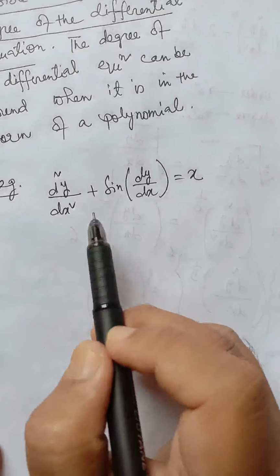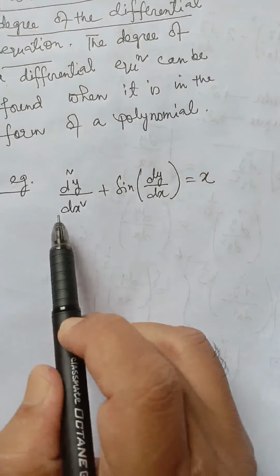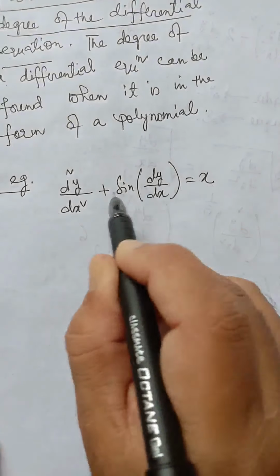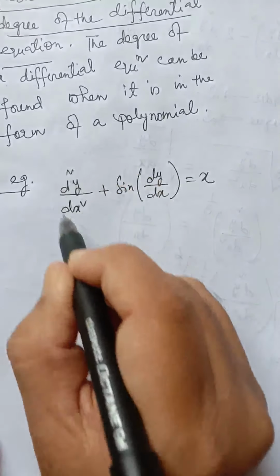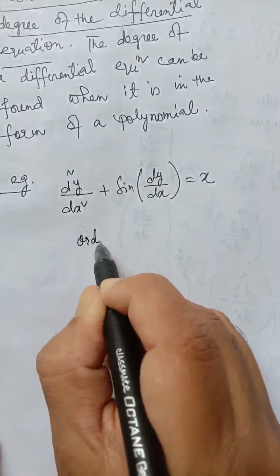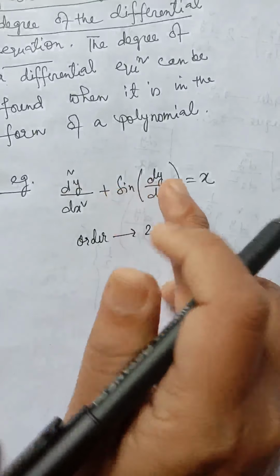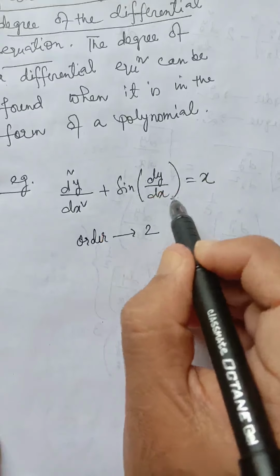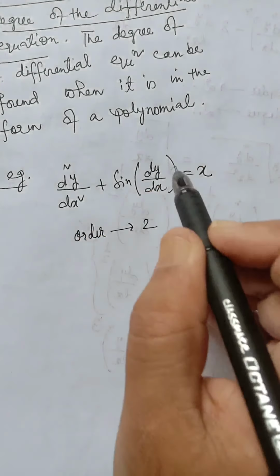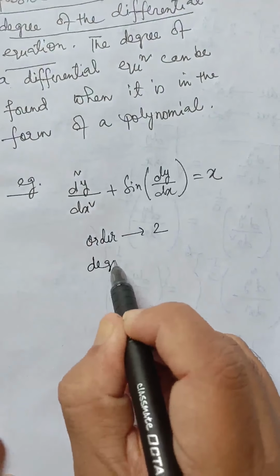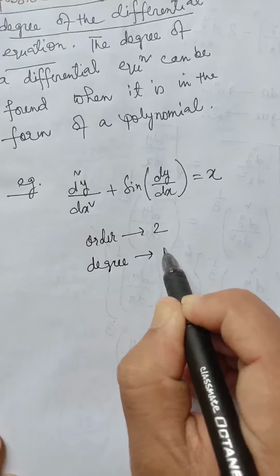Now let us come to this particular example: d2y by dx square plus sin dy by dx equal to x. The highest order derivative which occurs in the differential equation is d2y by dx square, so its order is 2. But sin of dy by dx, this we cannot consider as a polynomial function. This is not a polynomial function, so therefore we write: degree is not defined.